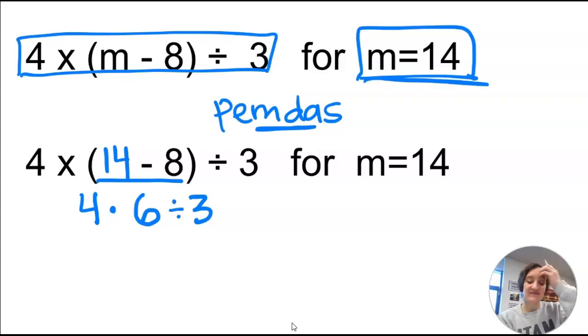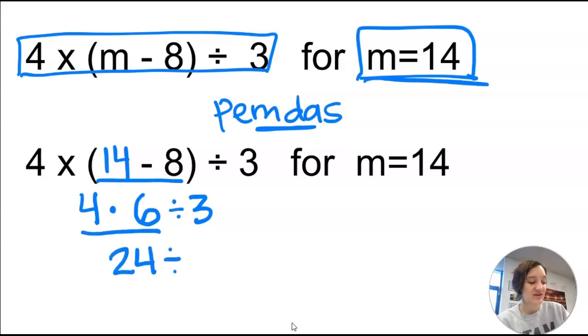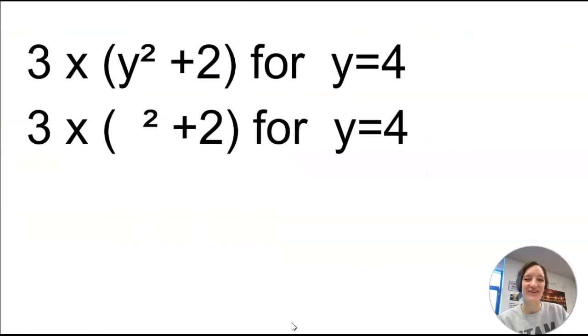Remember, with multiply and divide, it's whoever is first in line. And in this example, it's the multiplication that's first. So I'm going to go 24 divided by 3, and we know that that equals 8. Cool, huh? You just solved your first expression that had a variable.